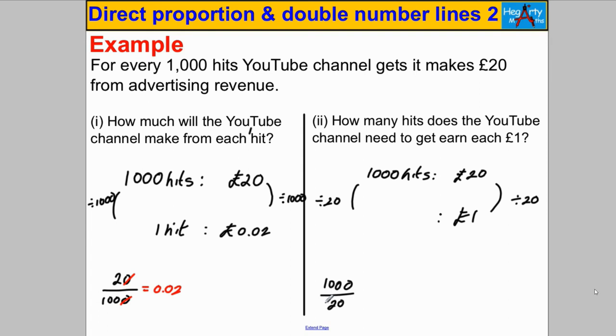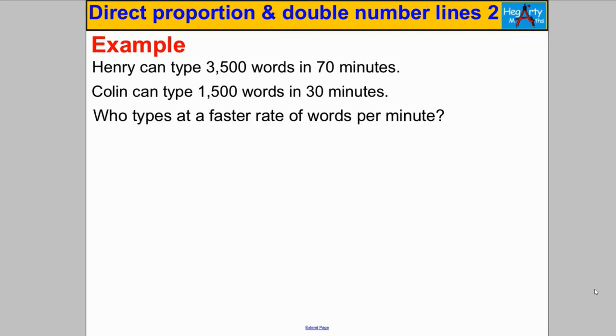You could divide the top and bottom by 10, and it's the same as 100 divided by 2, which is 50, right? So therefore, 50 hits is getting you £1. All right, and we're done. Next question. Pause the video, have a go.